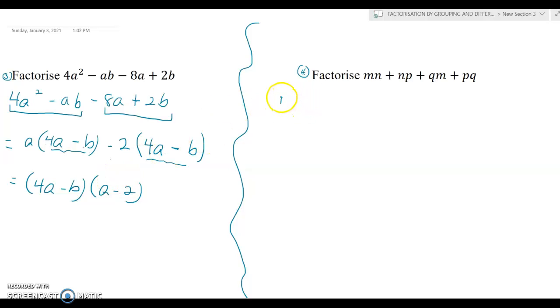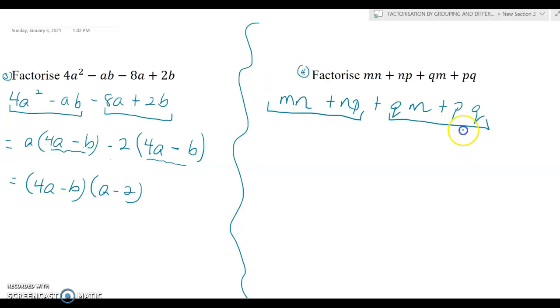And number 4, mn plus np plus qm plus pq. Again, let's pair off. First pair, second pair. So mn plus np, that's my first pair. They have n in common. So n by m will give me back the mn plus n by p will give me back the np. Plus, now once you have all addition, I think it's positive, it's easier, right? Here we have qm plus pq. Clearly, q is the common factor. So q by m will give me back qm plus q by p will give me back that pq.